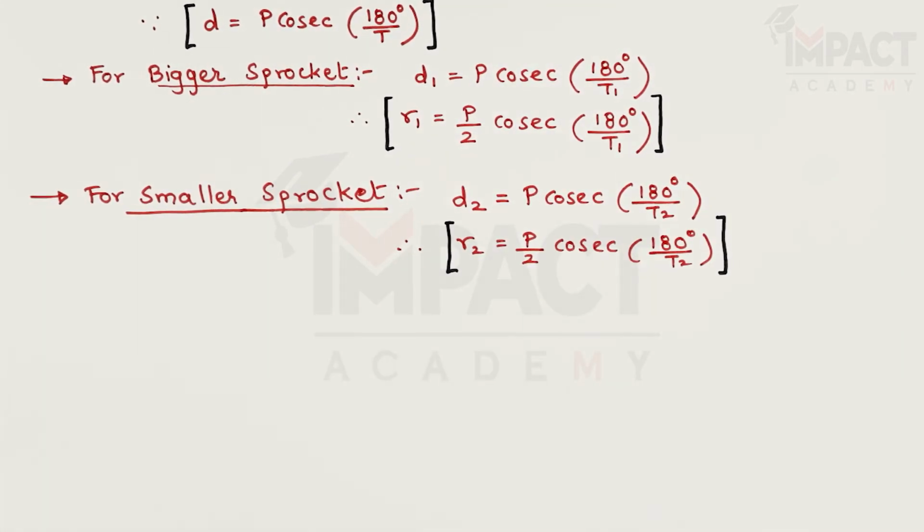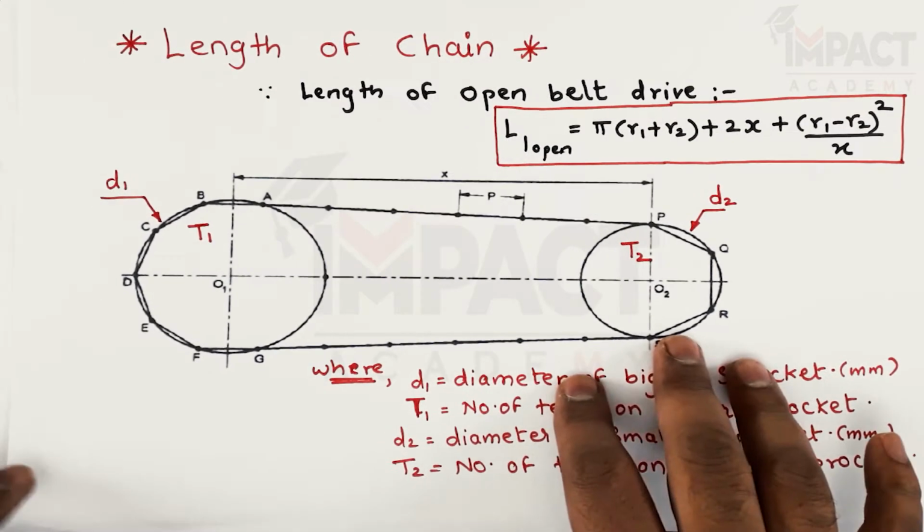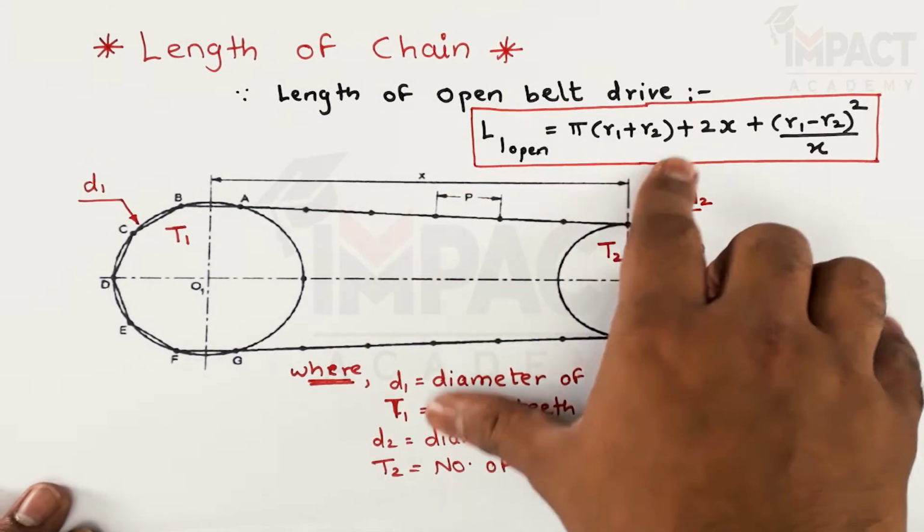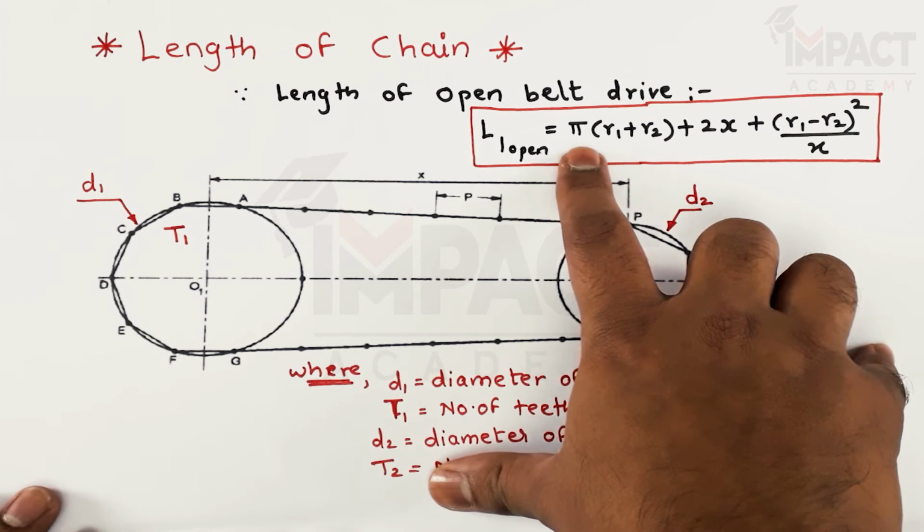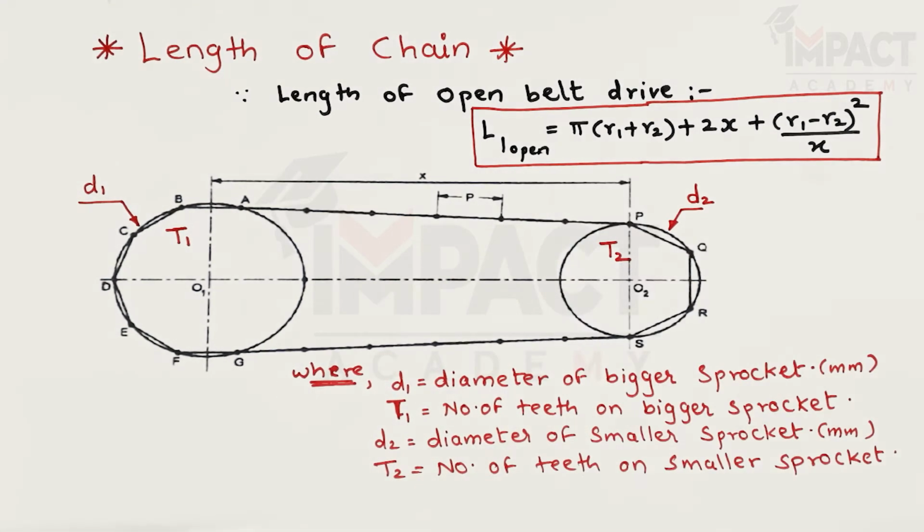Then after defining R1 and R2, in case of the length of open belt drive, this relation pi into (R1 plus R2) can be written in the form of the number of teeth for the sprocket, because pi into (R1 plus R2) was used for an open belt drive in which we were having flat pulleys.